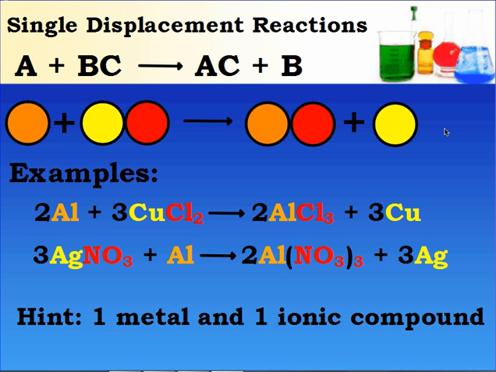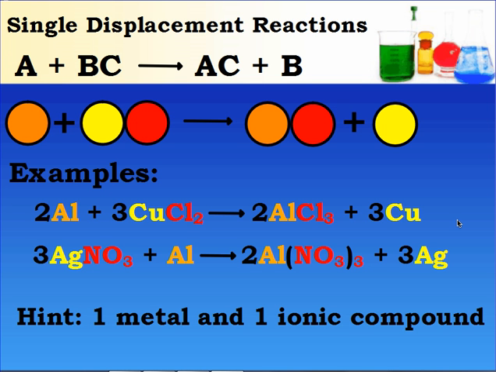Here I've done a graphical representation, and I've given you 2 examples. The first one is going to be aluminum plus copper 2 chloride yields aluminum chloride plus copper. Then I have silver nitrate plus aluminum yields aluminum nitrate plus silver. Notice that all of my equations are balanced. That's what the black coefficients in front of each compound mean.